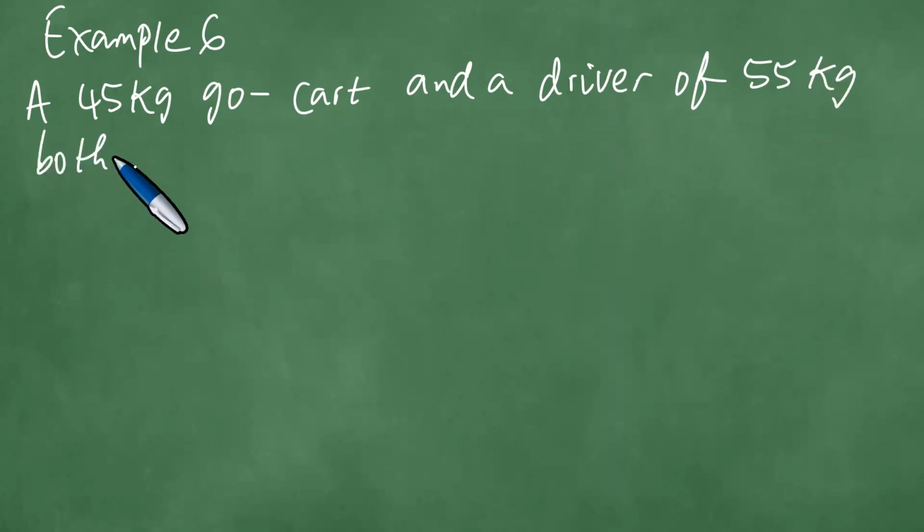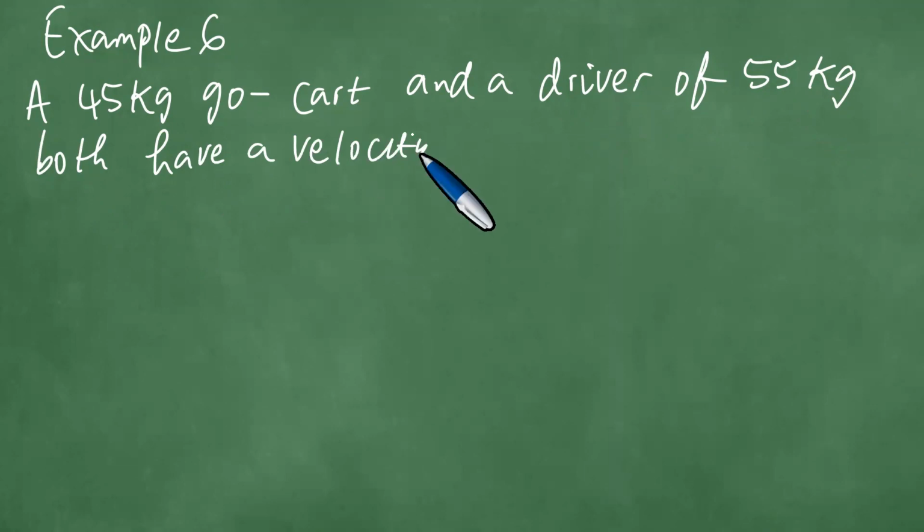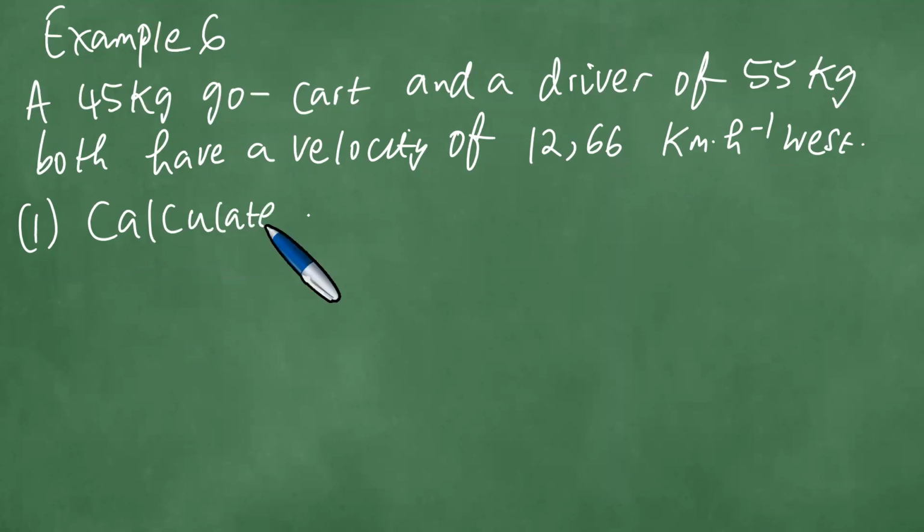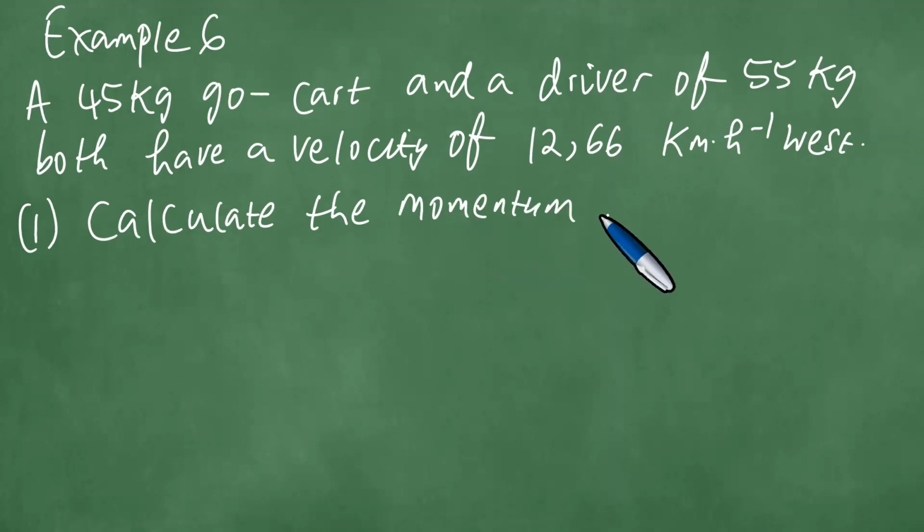Both have a velocity of 12.66 kilometers per hour west. So a 45 kilogram go-kart and the driver of 55 kilograms both have a velocity of 12.66 kilometers per hour west. One: calculate the momentum of the go-kart.